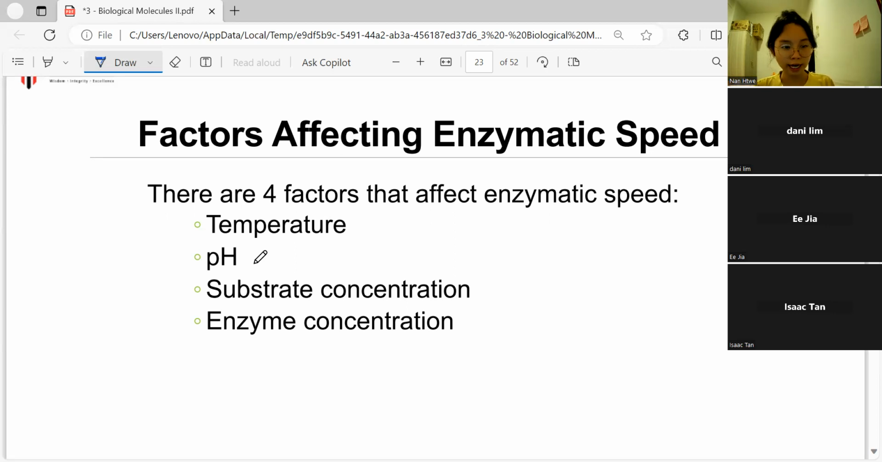So our body has normal conditions, and if the conditions deviate from the normal, the enzymes will not be able to function normally anymore. So for the temperature, the optimal temperature is 37 to 40 degrees Celsius.